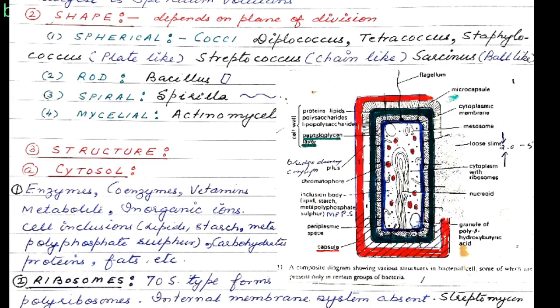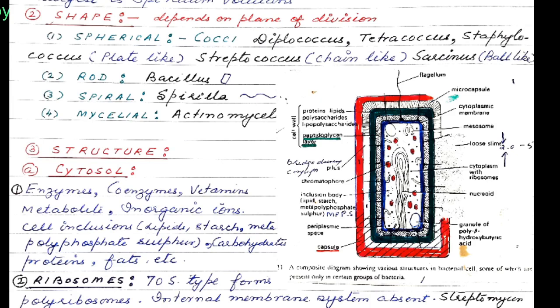At the topmost position in the blue colored plasma membrane, you can see the mesosome, which is the in-pushing of the plasma membrane inside the cytosol of the bacteria. Then we have the nucleoid, which is attached to the plasma membrane. This nucleoid is not surrounded by any nuclear membrane, which is the characteristic feature of the prokaryotes. It lies naked in the cytoplasm but remains attached to the plasma membrane.